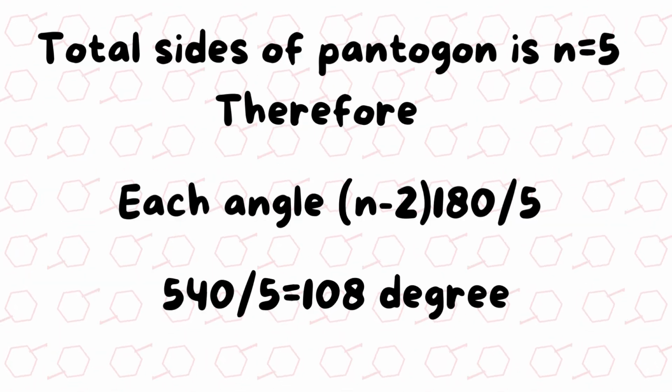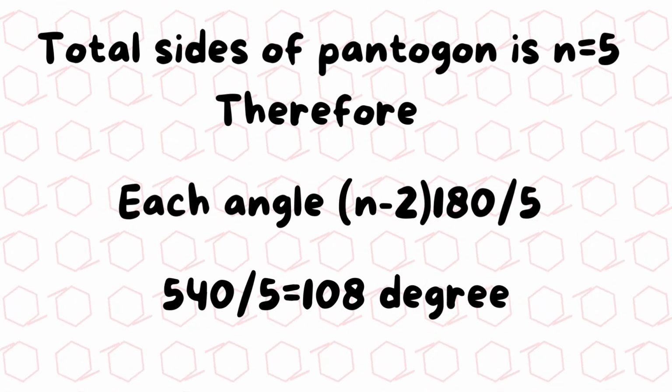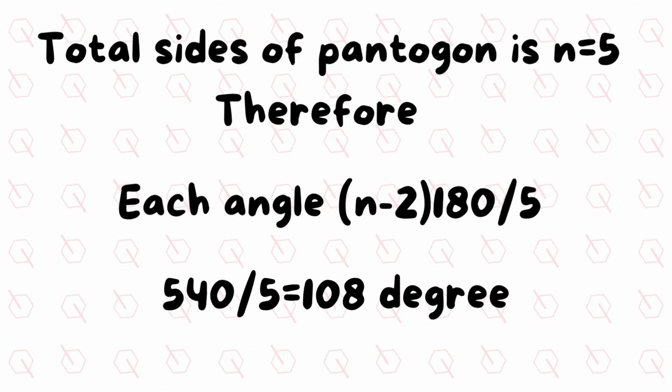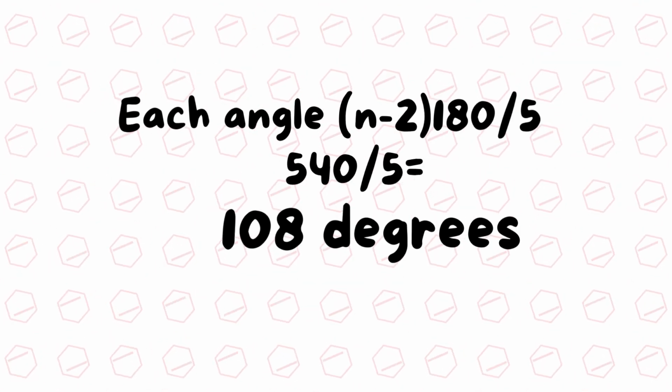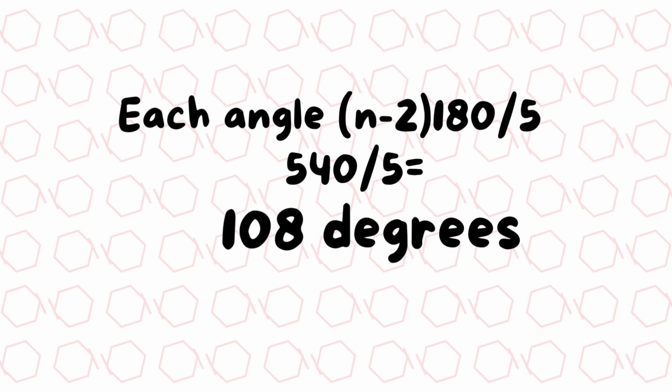To find the measure of each interior angle, we divide the total sum by the number of sides, which is 5. Therefore, 540 degrees divided by 5 equals 108 degrees. The correct answer is option C, 108 degrees.